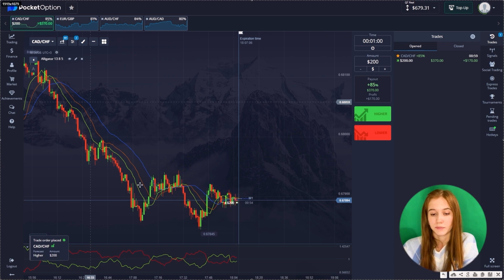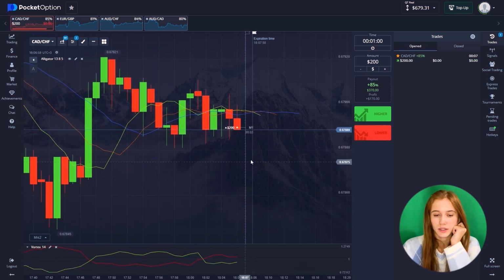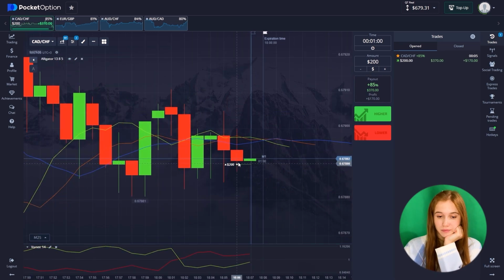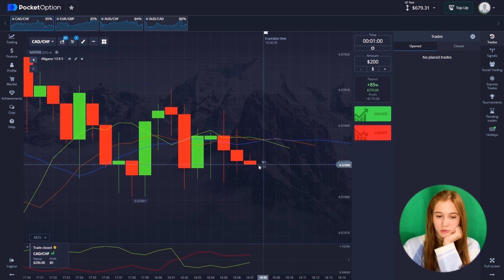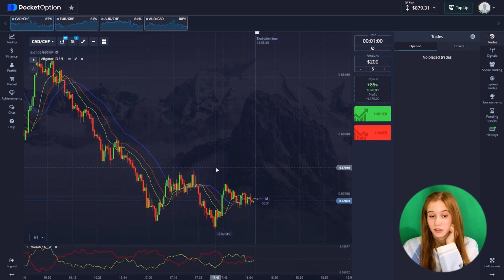While later we see blue moving average is still dominant. Nevertheless, this happens due to the fact that we have two red candles. 8 seconds left until the end of the deal. Let's see. Opening points. Yeah, our deal closes at 0.